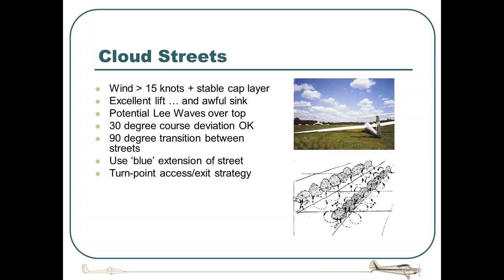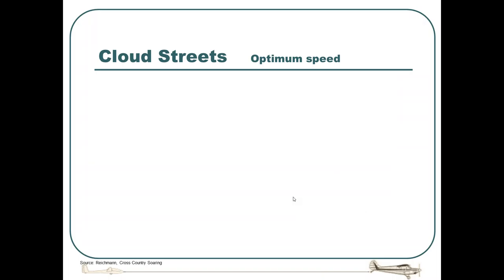So we get to turn point access and exit strategy. If you've got a turn point that's sitting out in the blue, so you've set yourself a task, and it's beyond the end of the cloud street, remember you need enough altitude to get there and to get back to your source of lift. That's going to be twice as much, or probably 2.5 times as much as what you would need to just get there.